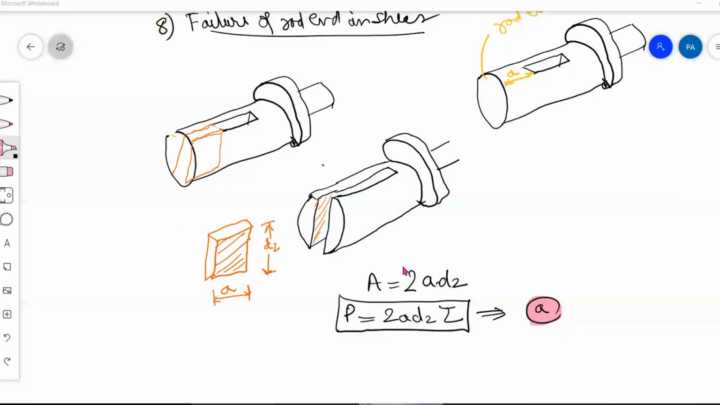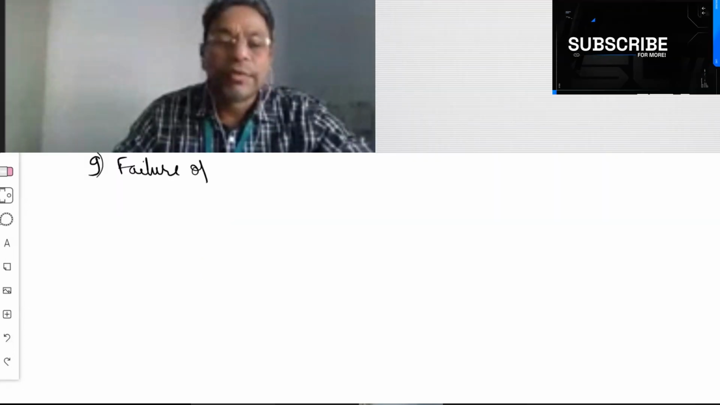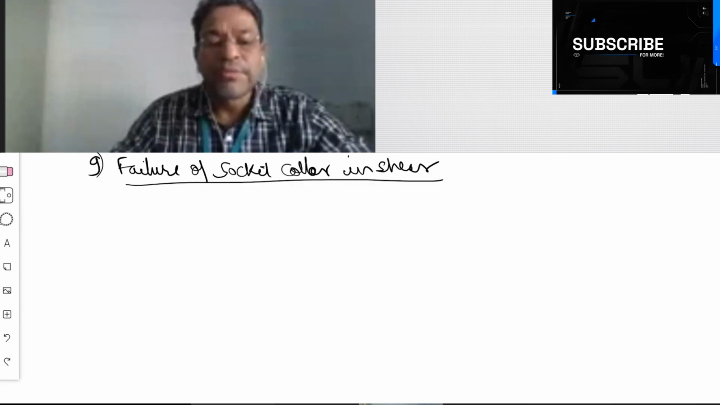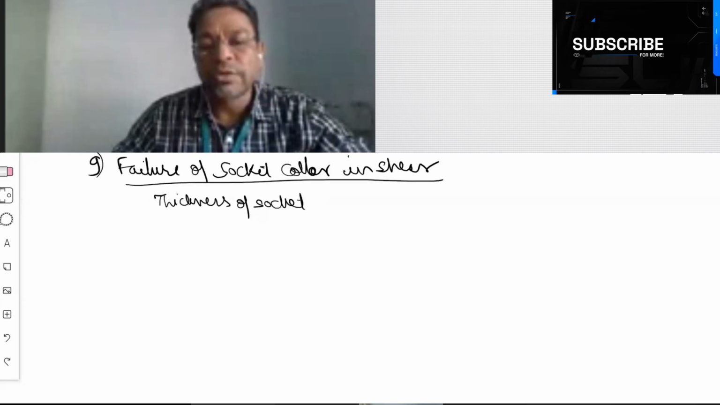Is it clear to all? Just seeing the chart and putting yes will put no. Next, the failure of socket collar in shear. This will give us the thickness of socket collar, and that we have denoted by C.